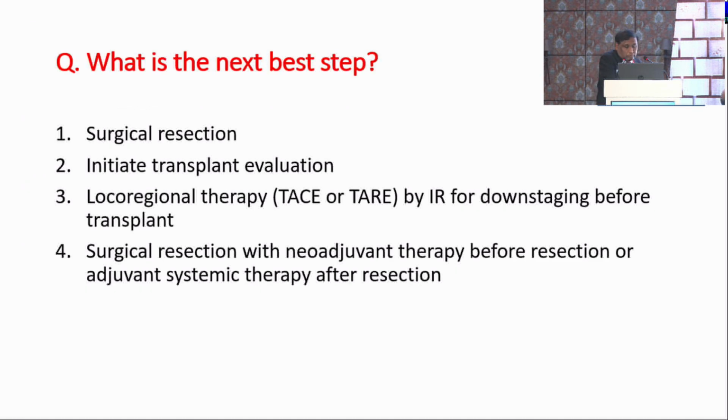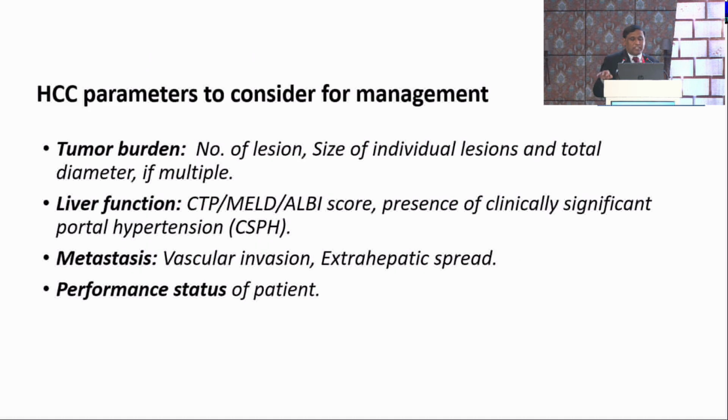So what are we to do? Surgical resection, initiate evaluation for transplant, go with locoregional treatment up to downstaging, or go for surgical resection with or without systemic therapy before or after. I can ask the audience, but with the time, we should go ahead.